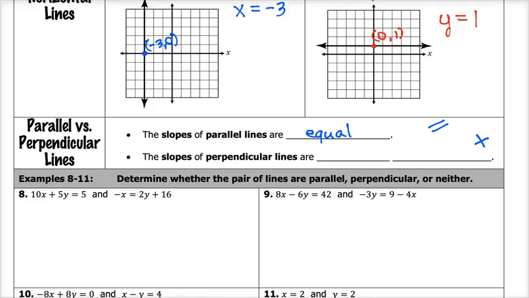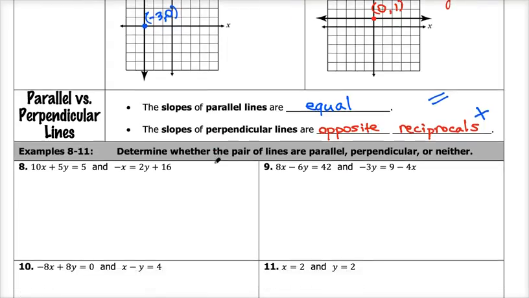Perpendicular lines, their slopes are not equal to each other. In fact, their slopes are always related in a special way. Their slopes are, number one, always opposite of each other. And number two, they're always reciprocals of each other. So if one slope is negative, the other must be positive. And then reciprocals, if one slope is, say, positive 1/3, the other slope would be negative 3. Okay, so that's how we compare the slopes of perpendicular lines.